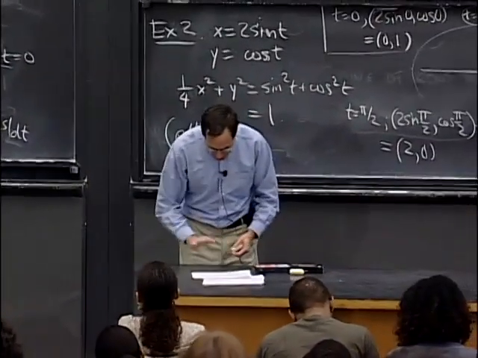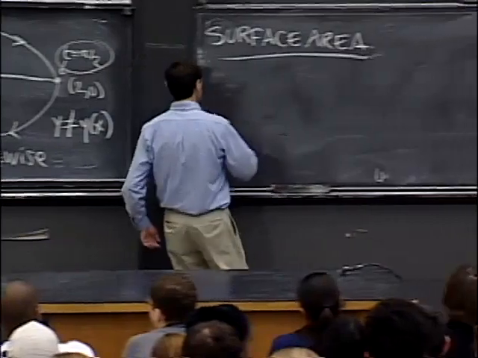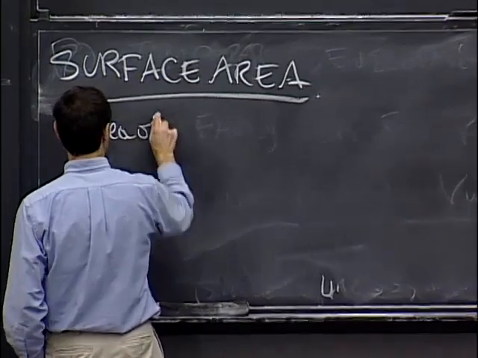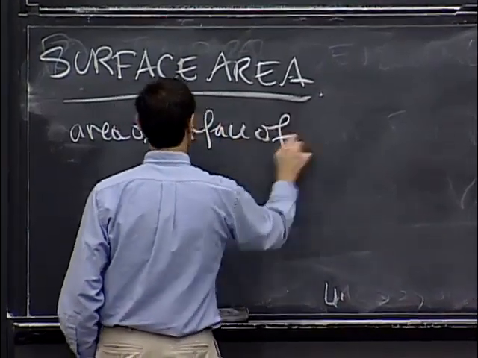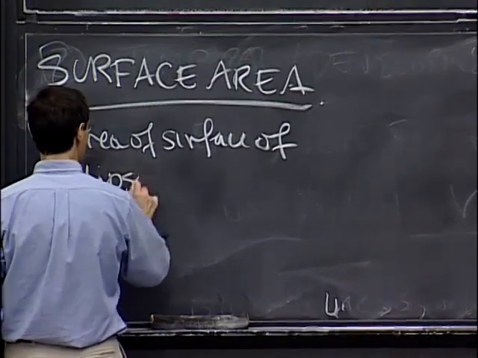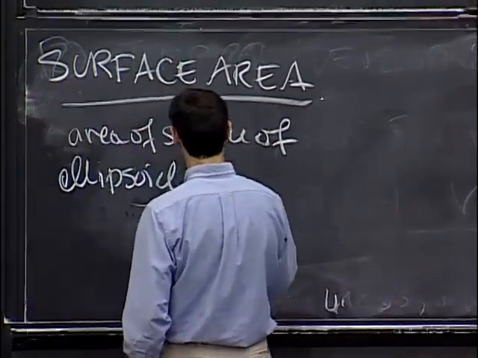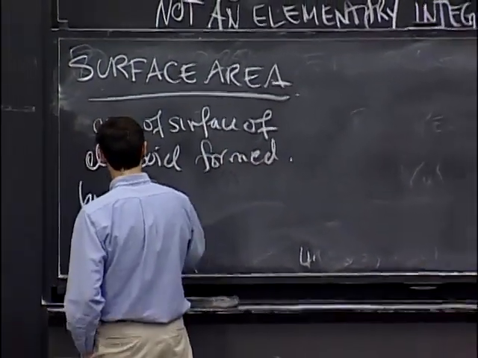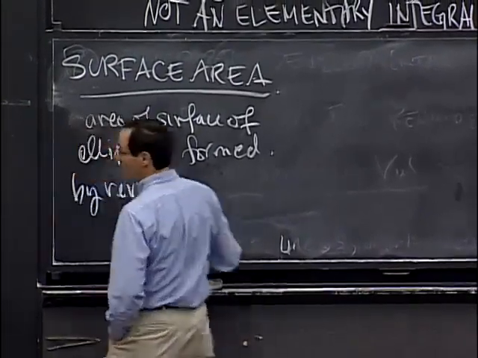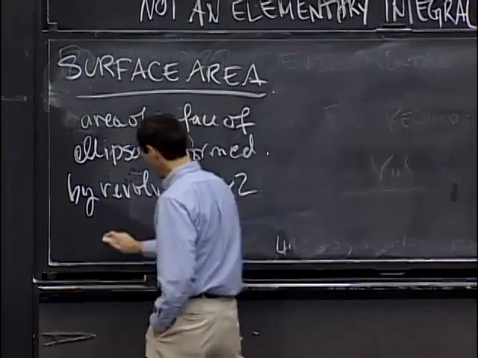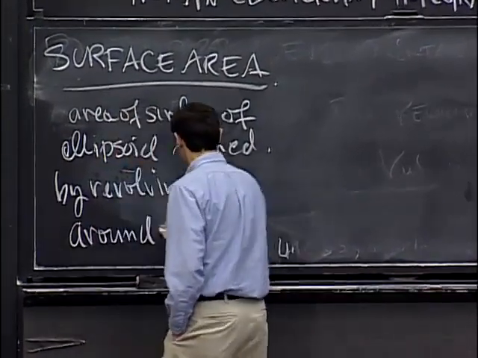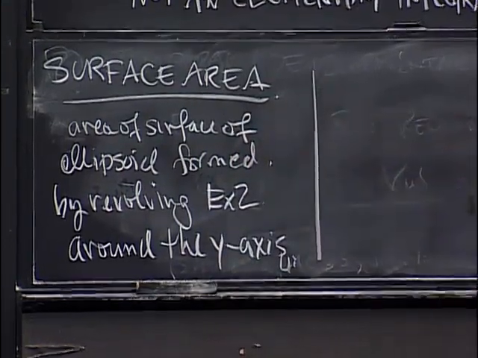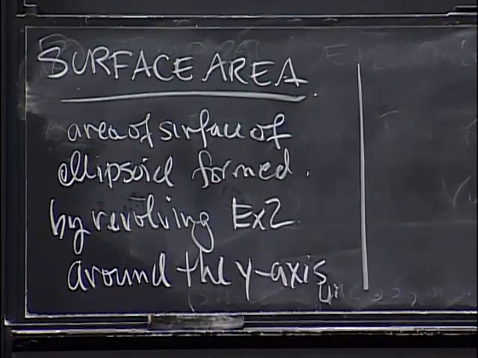All right, so now I want to do this surface area example. I'm going to just take the surface area of the ellipsoid formed by revolving this previous example, which was example 2, around the y-axis. So I want to set up that surface area integral here for you.